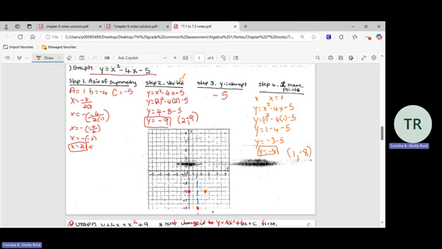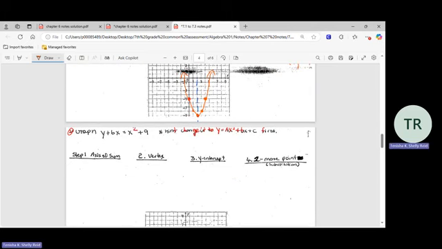When x is 1, y is -8. Boom. And then I reflect it. There goes a nice pretty parabola. Let me make my U curve. Ta-da. I have graphed it.